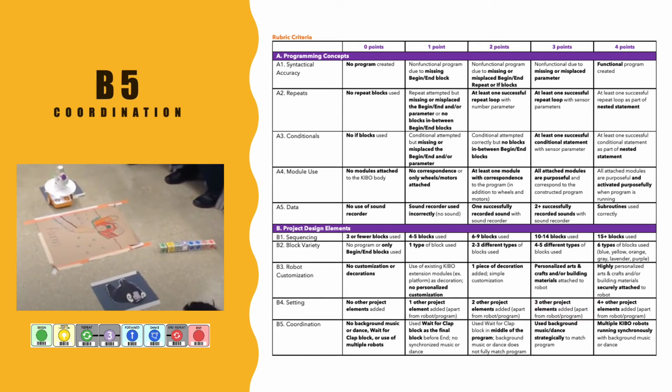The fifth and final criterion is coordination, which can be evidenced through multiple robots moving simultaneously, the use of background music or dance, or the strategic placement of the wait for clap block. There is no evidence of coordination in this example project, so the score for B5 is 0 points.